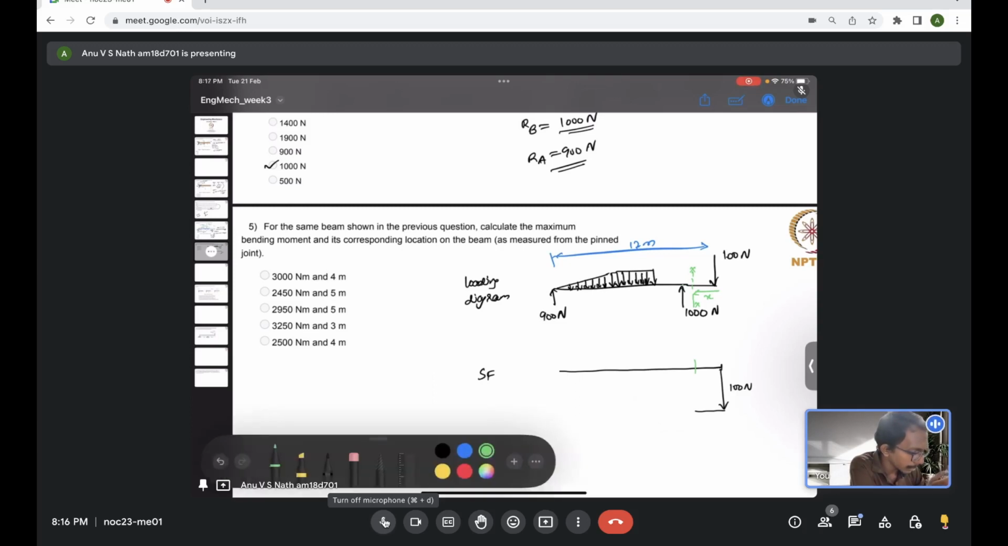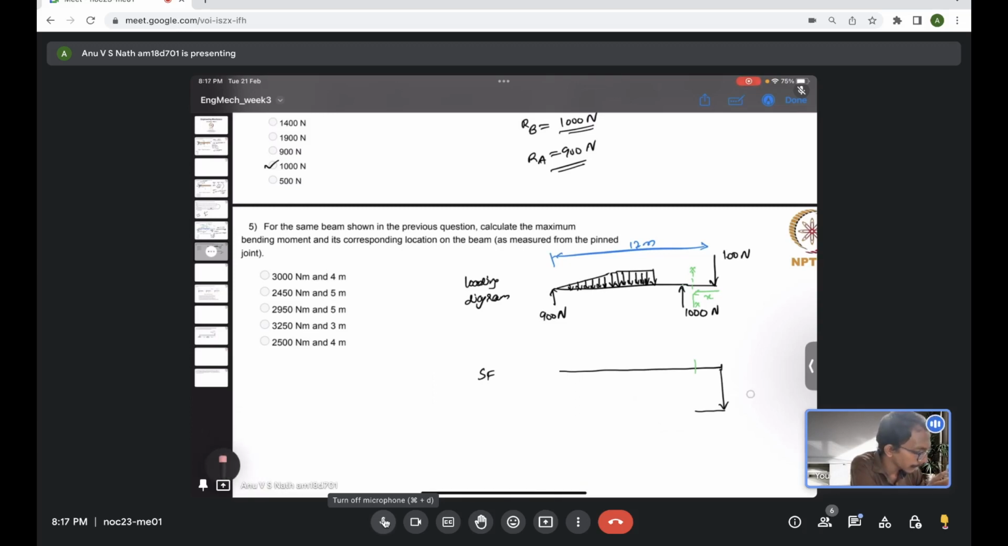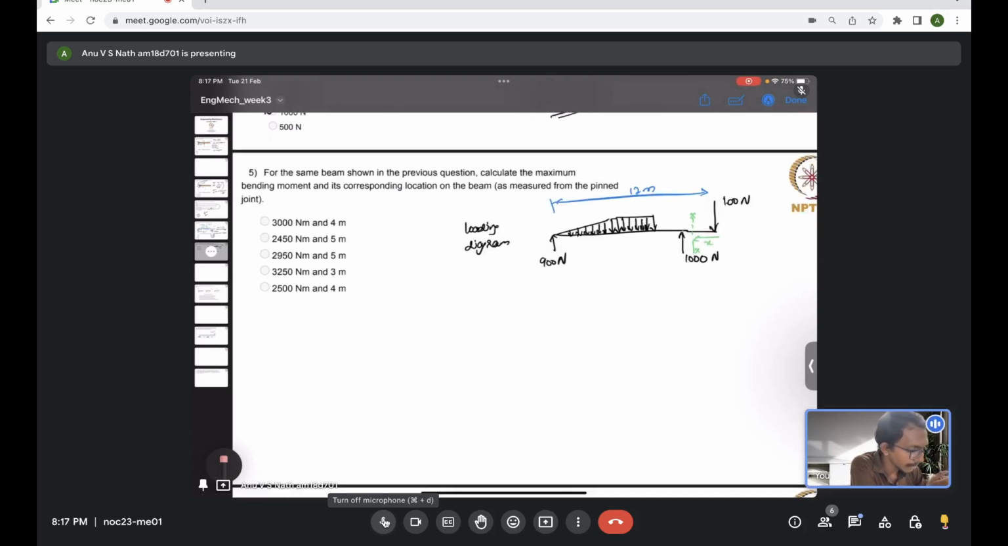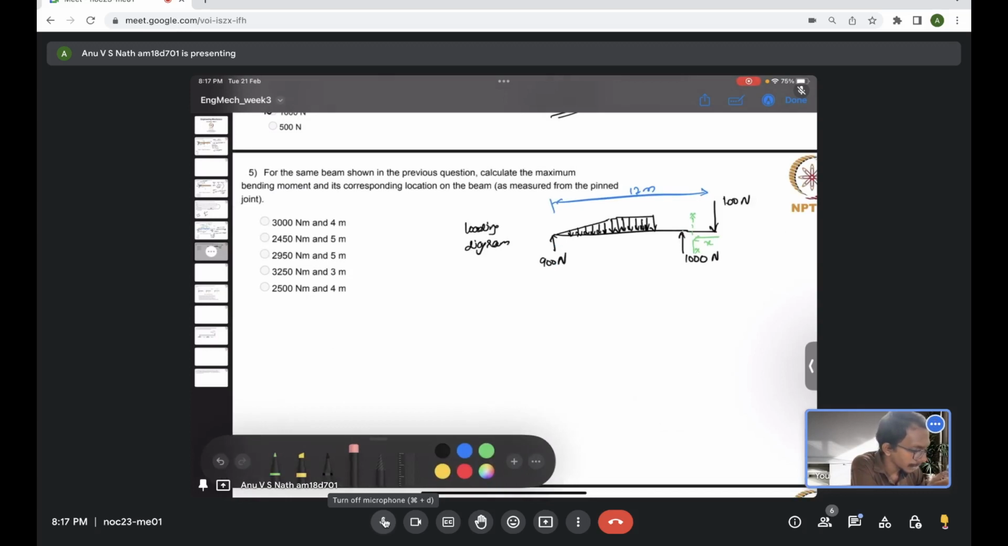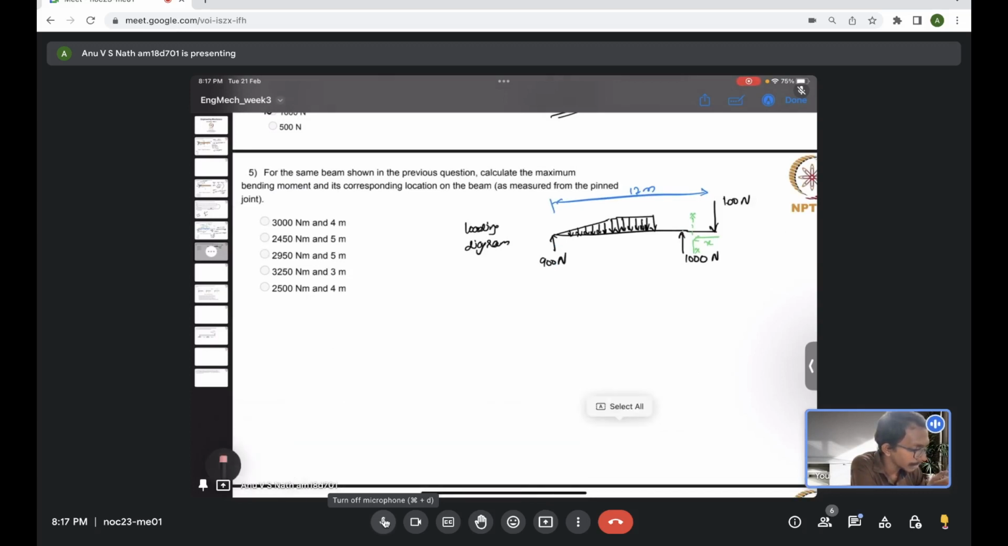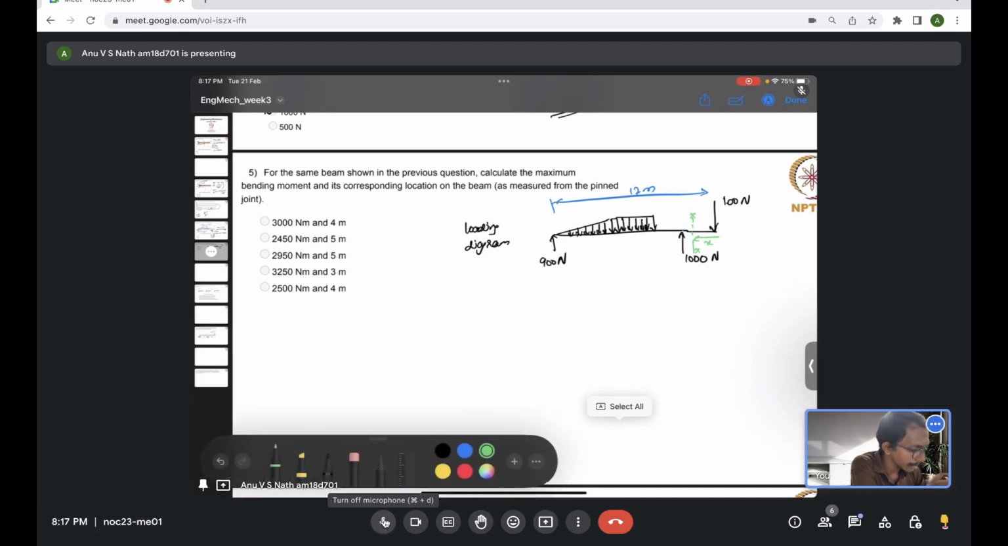Okay, I will do one thing. I will change the scale of the 100 Newton because I have to draw it again. I am just changing its scale so that the lines will look somewhat realistic, even according to the magnitude. So let me start again.